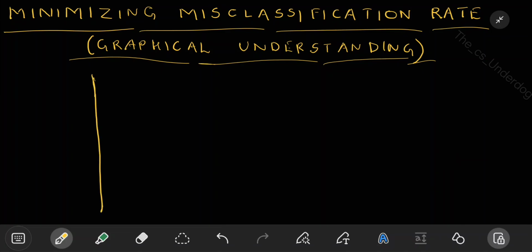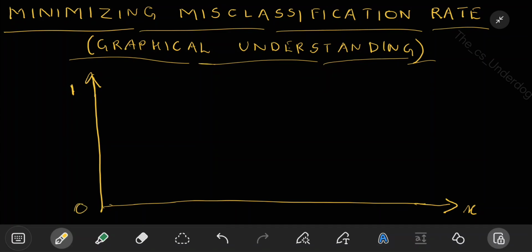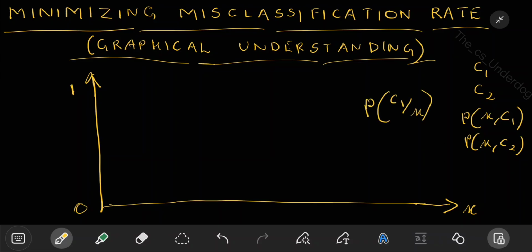Let's say this is your probability and this is your x. This is the probability up to 1, from 0. Let us say you have two classes C1 and C2, and you are assigning into C1 and C2 based on whether P of x, C1 is higher or P of x, C2 is higher. We already discussed that in order to find whether x, C1 is higher, you have to actually find P of C1 given x, and in order to find x, C2, you have to find P of C2 given x.